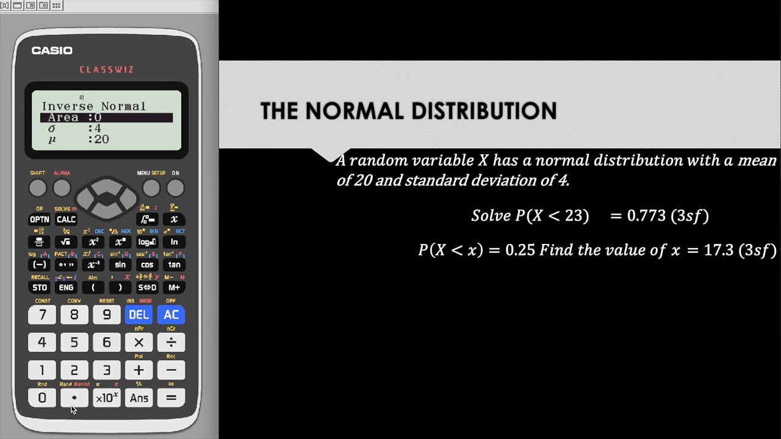My area is going to be equal to the probability, so that's 0.25. If I type in 0.25, sigma is going to be 4, and mu is going to be 20. It's the exact same distribution. Now, if I select equals, I get the inverse of my x value, which is 17.3, which is what I got. And that is how you solve normal distribution questions.